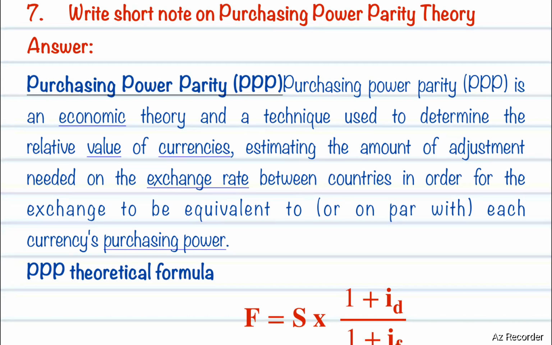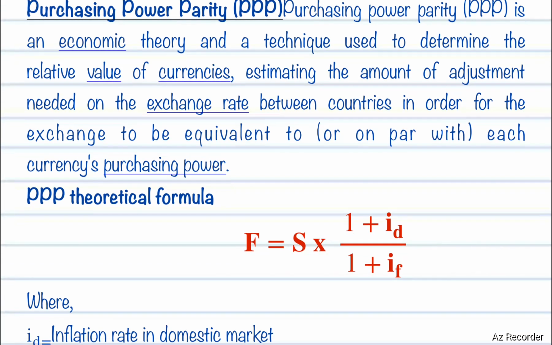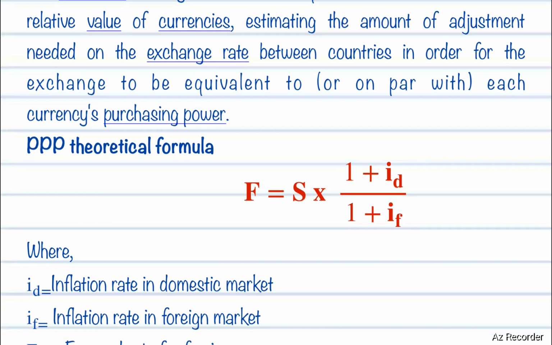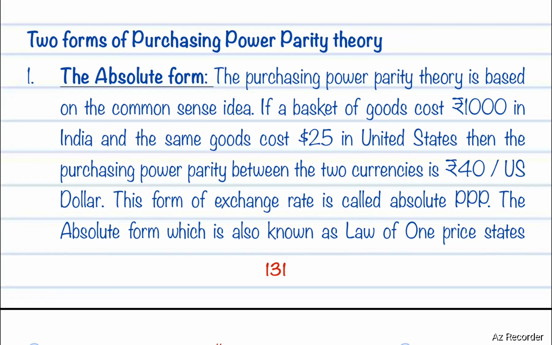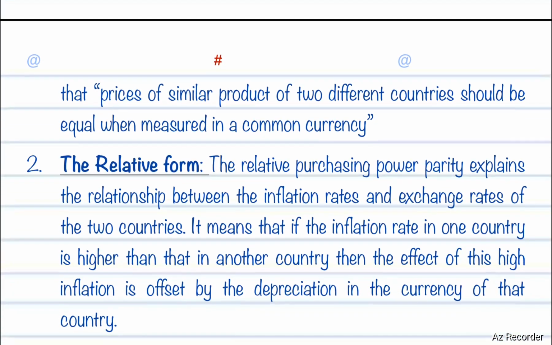The PPP theoretical formula is F/S = (1 + ID) / (1 + IF). ID means inflation rate in the domestic country, IF means inflation rate in the foreign country, F means forward rate, S means spot rate. Two forms of purchasing power parity theory: first one, absolute form; second one, relative form.